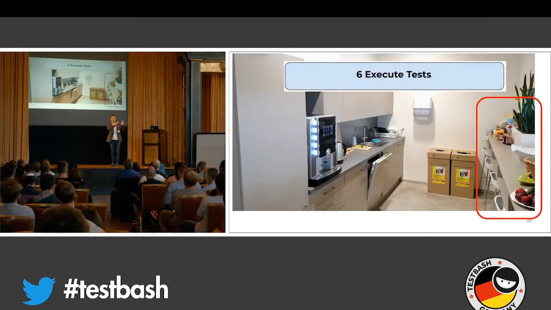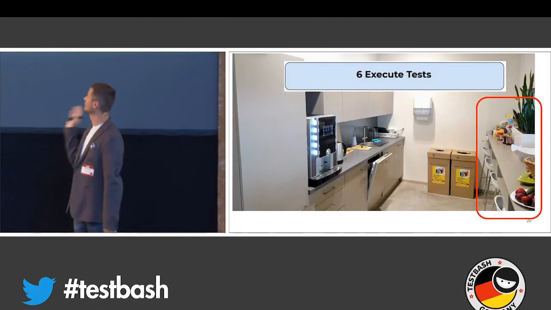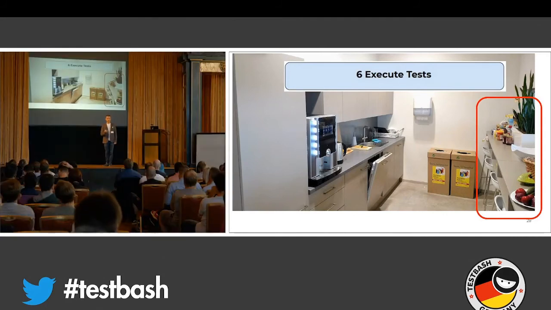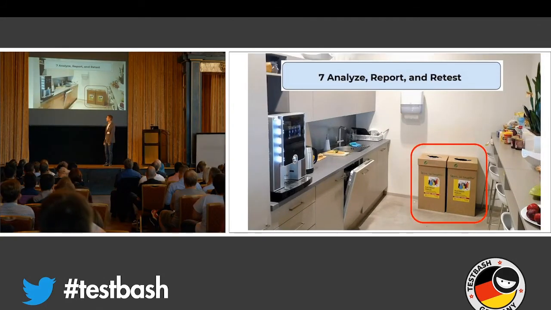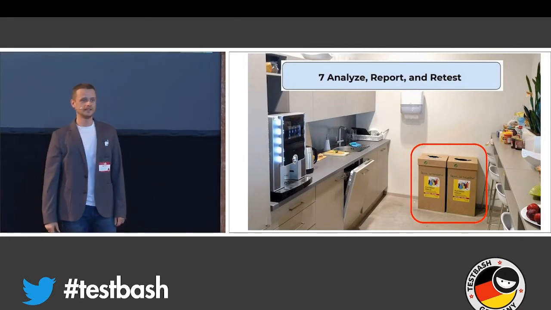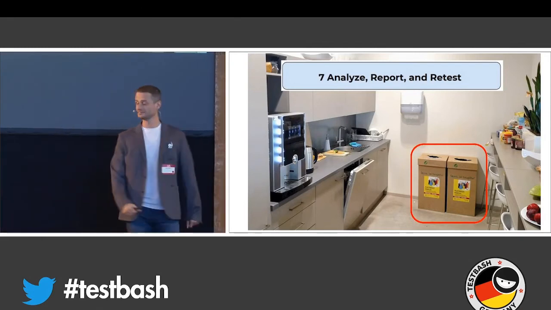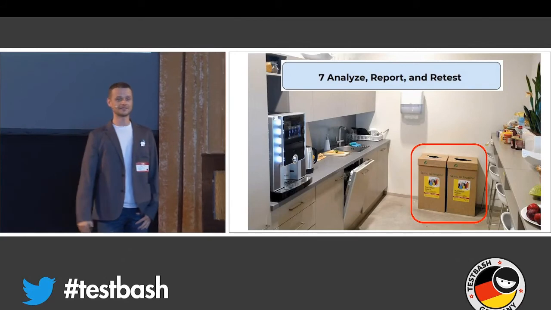Analogy, a table where we basically eat a dish. This goes to activity number 6, execute performance test script. Last but not least analogy, analyze, report, and retest.